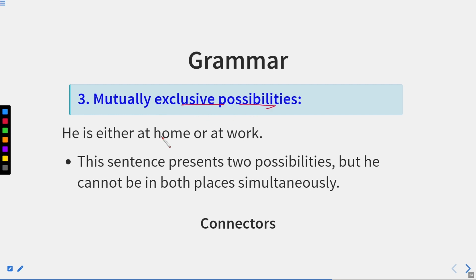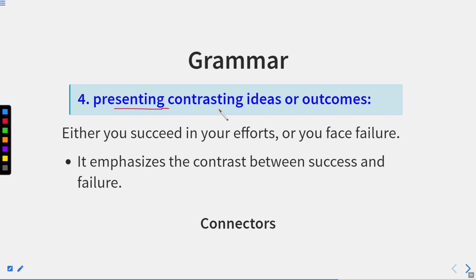Mutually exclusive possibilities. He is either at home or at work. So where we have two possibilities, we can also use either or just to show those possibilities. The sentence presents two possibilities, but he cannot be in both places simultaneously. Presenting contrasting ideas or outcomes. Either you succeed in your efforts or you face failure. It emphasizes the contrast between success and the failure.